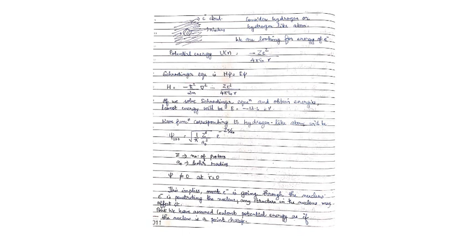We know that the Schrodinger equation is given by H psi equal to E psi, where H, the Hamiltonian, is given by minus h cross square by 2m del square minus Ze square by 4 pi epsilon 0 r, where the first part is the kinetic energy operator and this is the potential energy operator. The potential energy operator is nothing but the term minus Ze square by 4 pi epsilon 0 r.